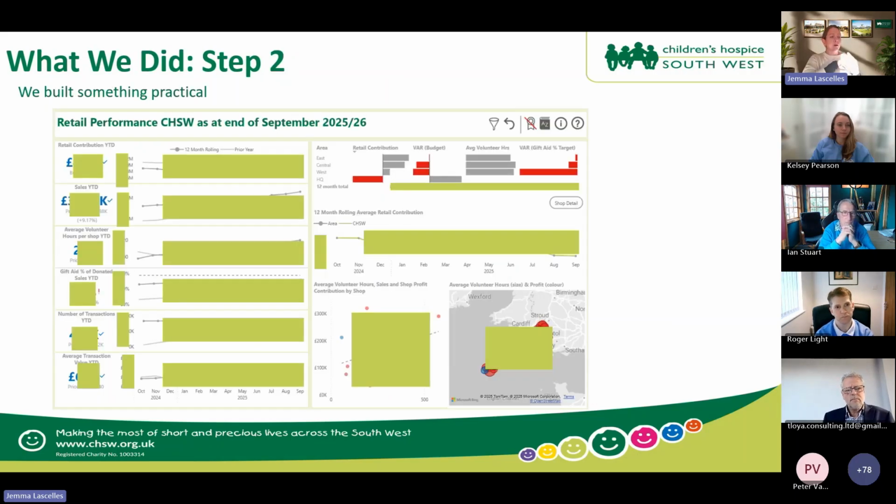And then the second thing that I wanted to do is I wanted to build something practical. I wanted something I could hold on to, albeit not, but I could point to, and I could show people, you know, this is what we can do. This is the power of looking at our data. Looking at it in a different way.